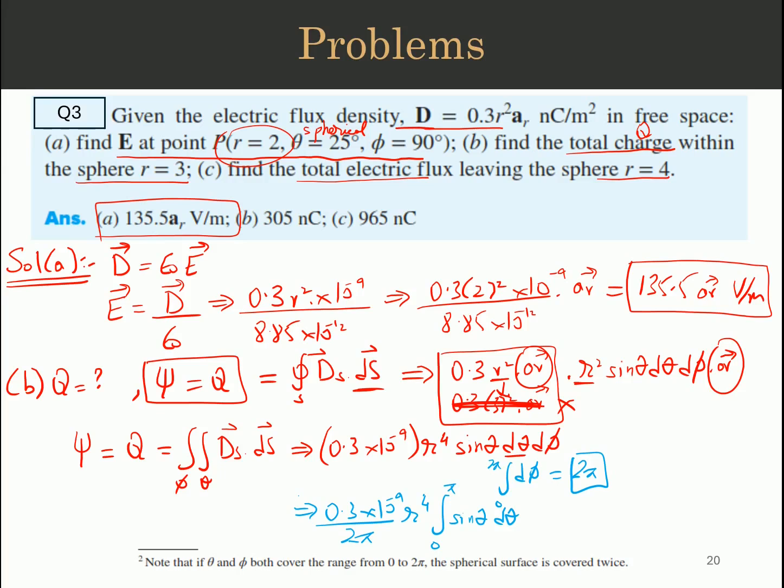So let's solve sin θ dθ. It comes out to be minus cos θ with the range of 0 to π, and once we solve this, this portion is again what we saw previously, it comes out to be 2. So this 2 is going to be cancelled with this 2, and then I'm going to be left with Φ equals to the value of 3.769 into 10 raised to power minus 9 with r⁴. Now the value of r in this is 3. So this is the total flux, by the way, this is the total flux.